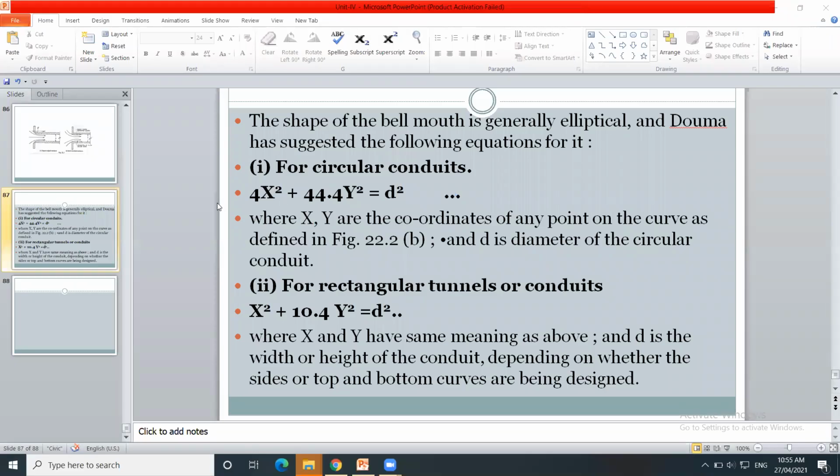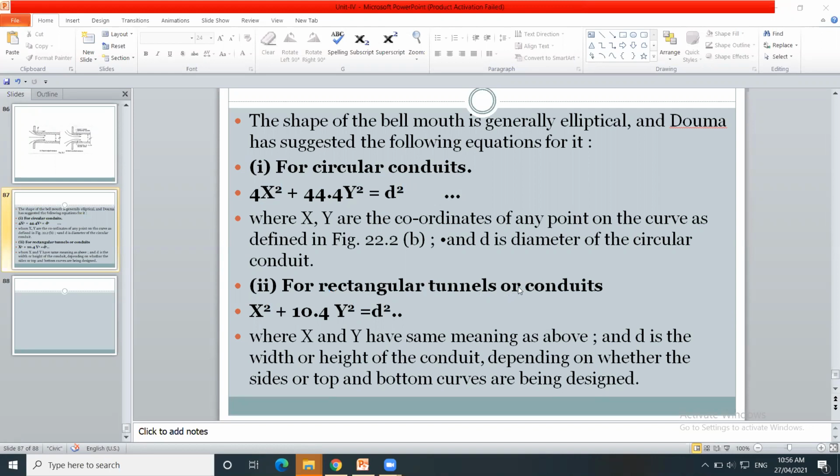For circular conduits, the equation suggested by Domo for the bell mouth entrance is 4x square plus 44.4 y square is equal to d square, where x and y are the coordinates of any point on the curve, and d is the diameter of the circular conduit. This is for circular pipes or circular conduits.